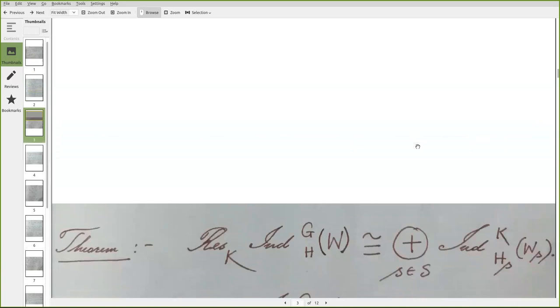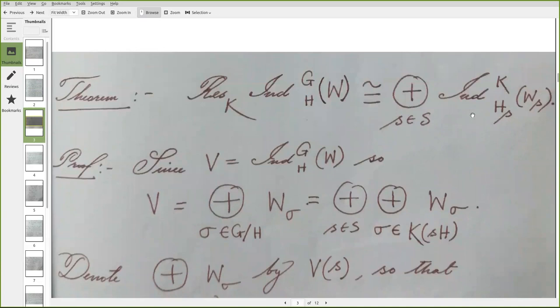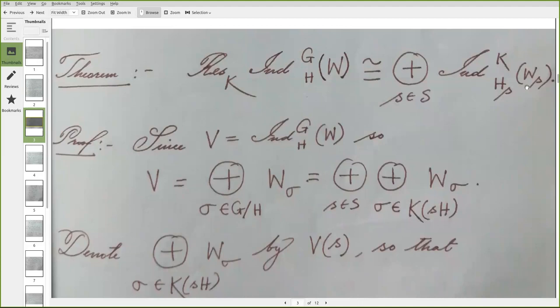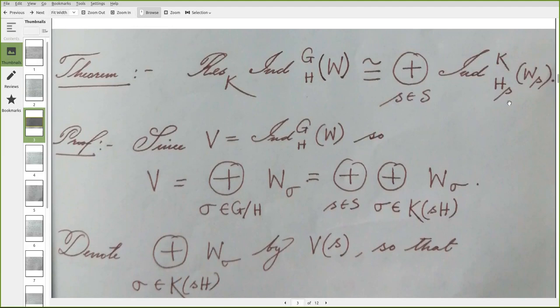So this is the main theorem that we will prove now. As I said, we want to determine what happens to the induced representation when it is restricted to K. So we will now show that it is nothing but the direct sum of the induced representations W_S. Remember, as I said, the representation here is the representation of H_S on W, which we denoted by theta. So writing W_S here is relevant, because we are considering the representation theta_S. So first we prove this, which shows what happens to the induced representation when it is restricted to K.